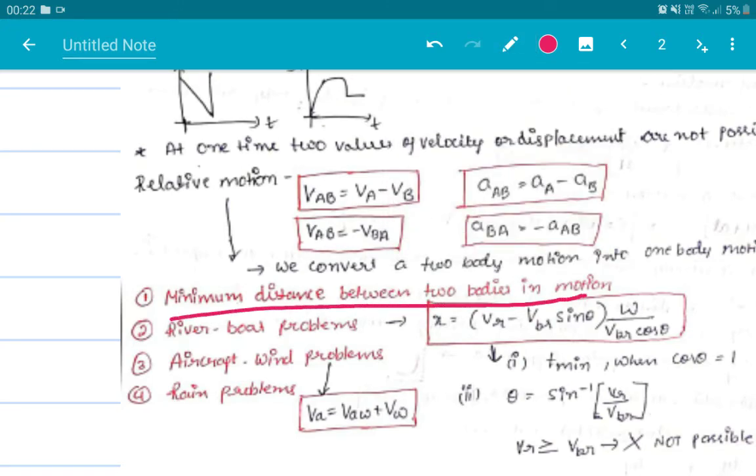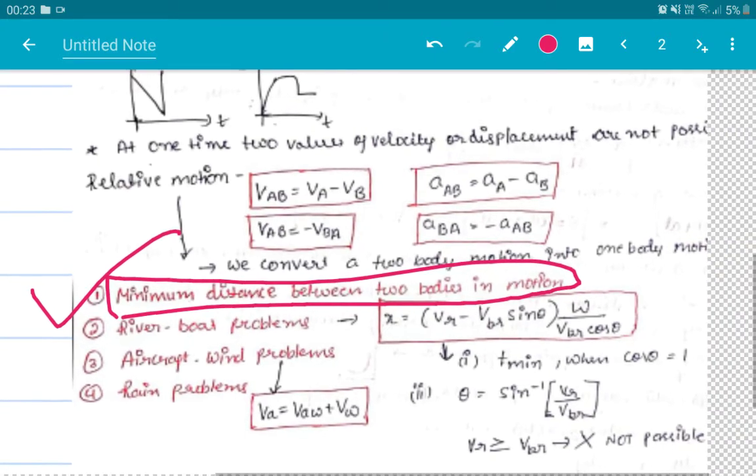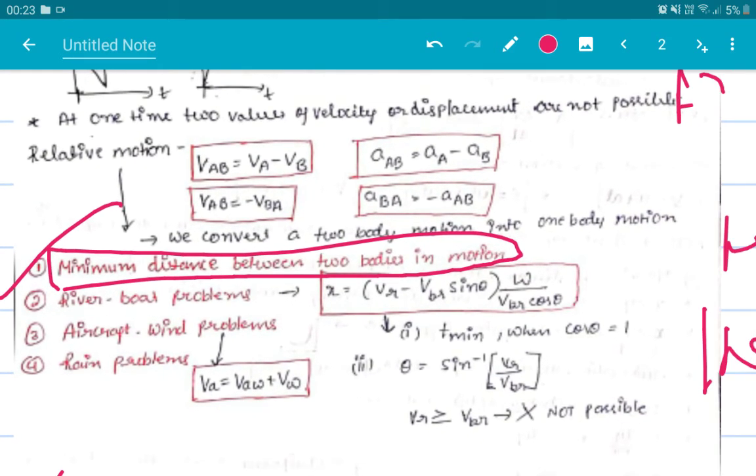That is minimum distance between two bodies in motion. Like car A is traveling with something like 50 kilometers per hour, and car B is something ahead which is traveling with like 40 kilometers per hour. What is the gap between them, and in what time does A cross B? Those types of problems can be solved by using relative motion very simply, and in that case also we use relative motion.